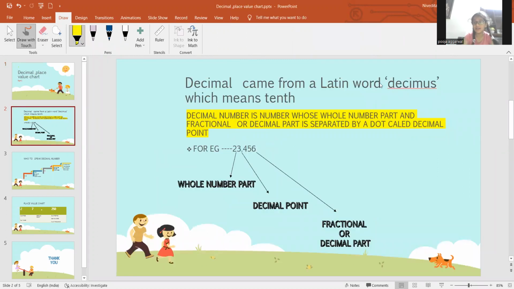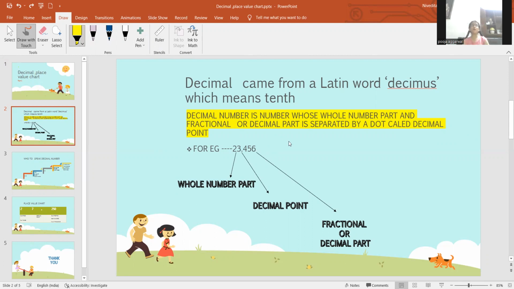Decimal. What is a decimal and how did the word decimal come? The word decimal came from the Latin word decimus. What is a decimal number?